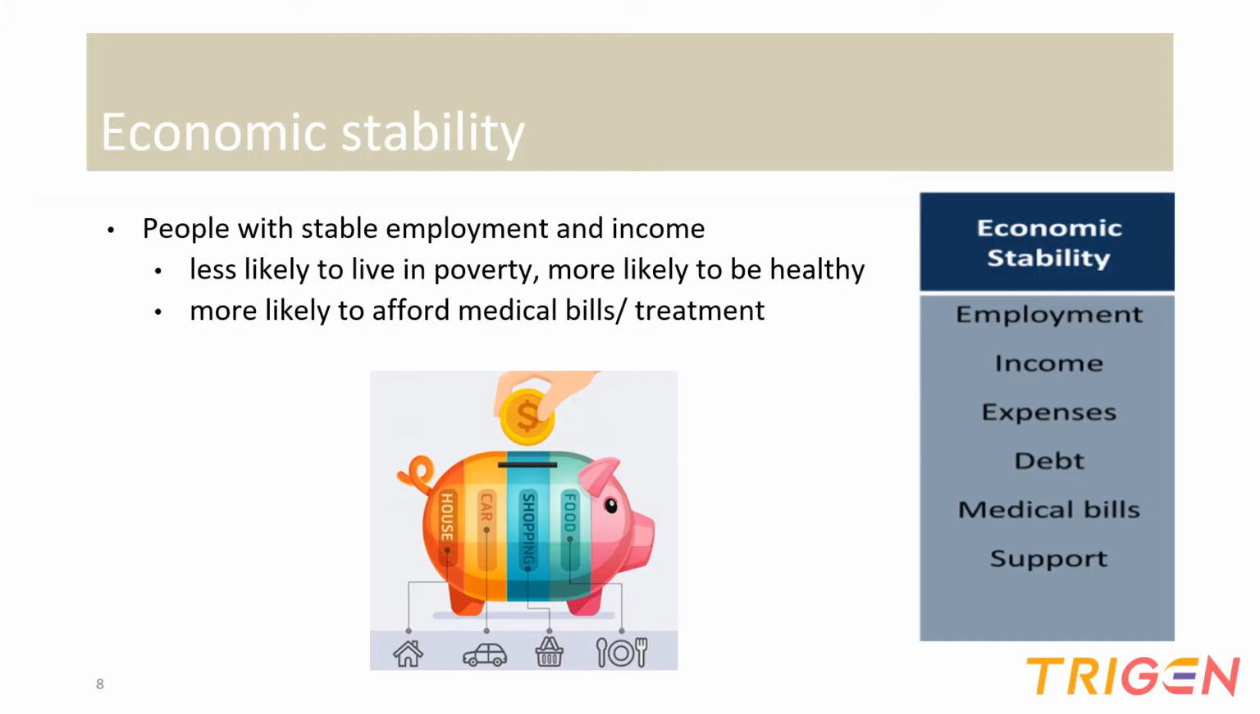Firstly, economic stability. People with stable employment and income are less likely to live in poverty and more likely to be healthy, as they are more likely to afford medical bills or treatment, thereby improving health outcomes.